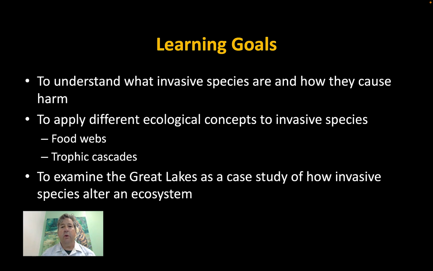So today's learning goals, we're going to try to focus on what invasive species are and how they can cause harm. We're going to apply different ecological concepts to invasive species like food webs and trophic cascades. And then finally, what we're going to do with the second lecture and the in-class assignment is look at the Great Lakes as an ecosystem and study how invasive species have altered the Great Lakes ecosystem.